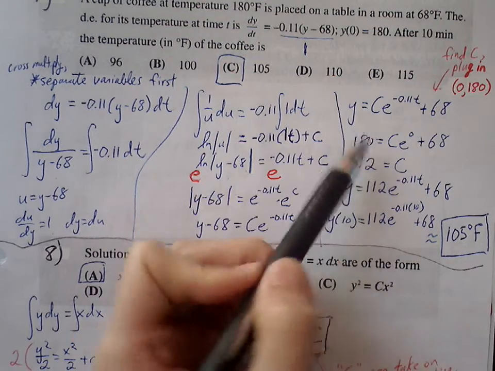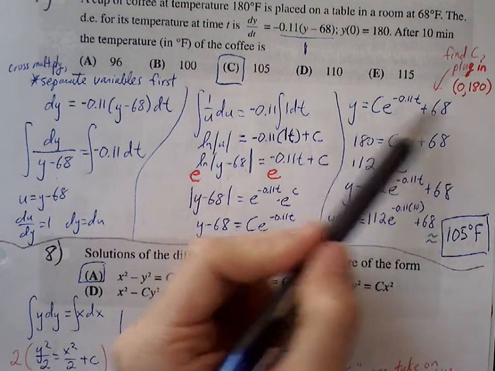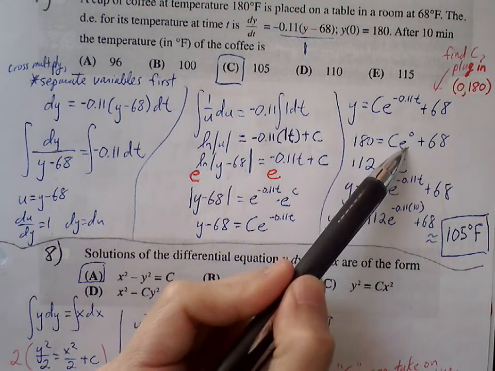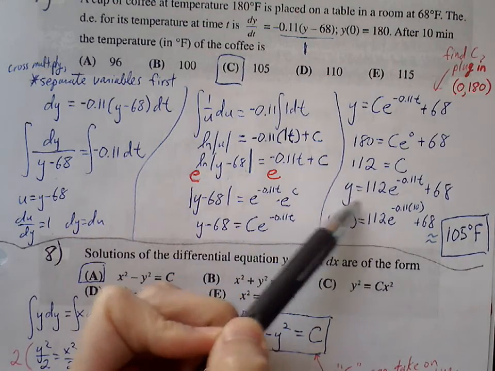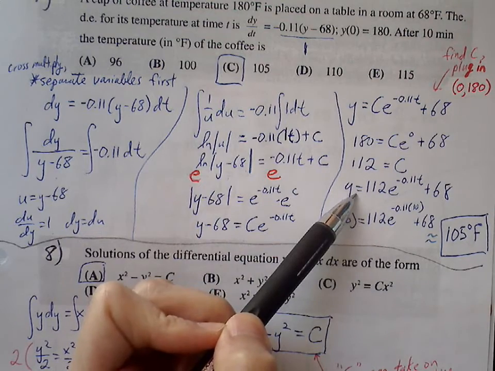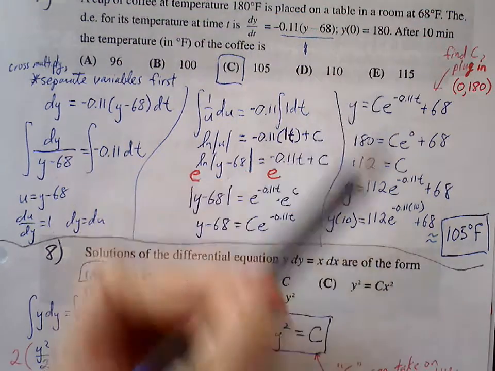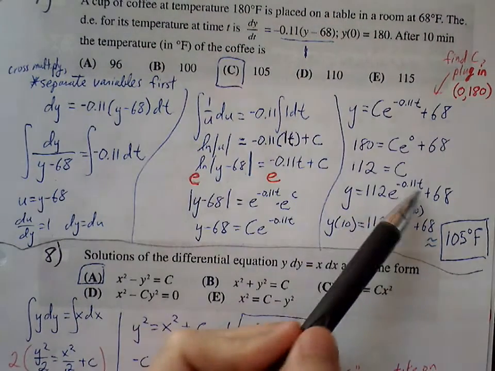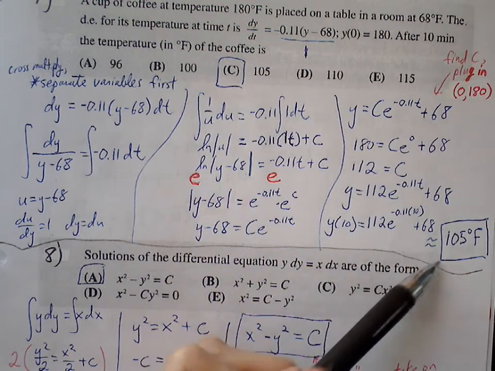Okay, so now once we solve for y, we can plug in the ordered pair (0, 180) to solve for c. So 0 plugs in for t, 180 plugs in for y. e to the 0 is just 1. Subtract 68, we get 112. Replace c with 112, and then we have our specific equation. But then there's one more thing we need to do, and that is finding the temperature at 10 minutes. So we know that this is our equation that will help us find the temperature at any given time. If I plug 10 in for t and use the calculator to reduce that to a numeric value, we get 105 degrees Fahrenheit.